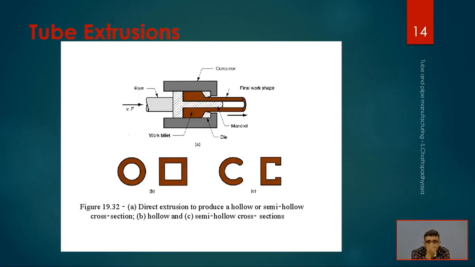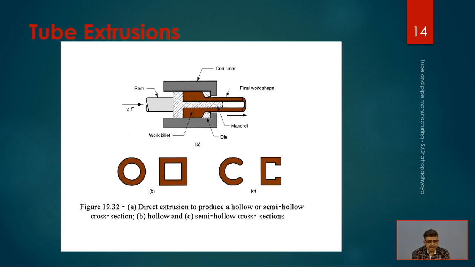The next one, we can see the different cross sections which can be manufactured by extrusion. And here we will find some position of the mandrel. This mandrel is very important because it is responsible for producing the hollow sections. If the mandrel is not there, it will be a solid cross section. But we want tubes and pipes where hollow sections are there.